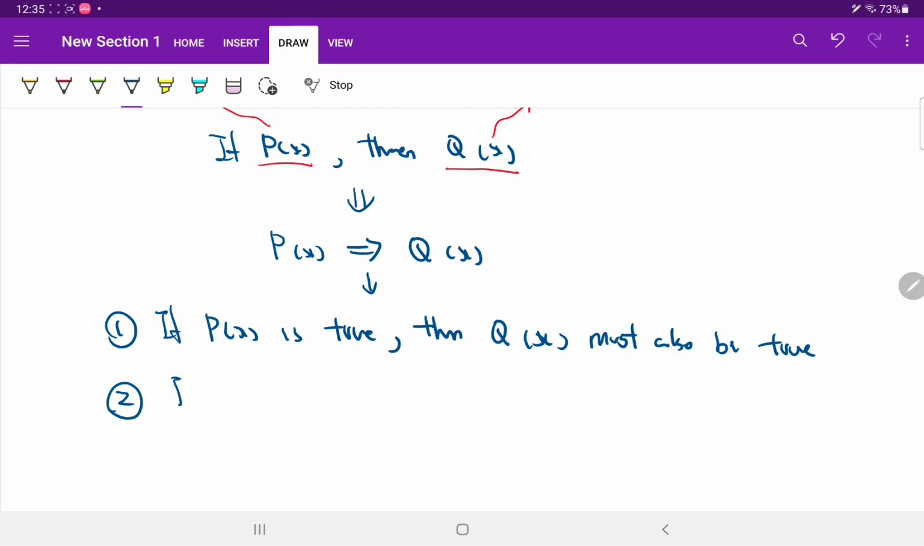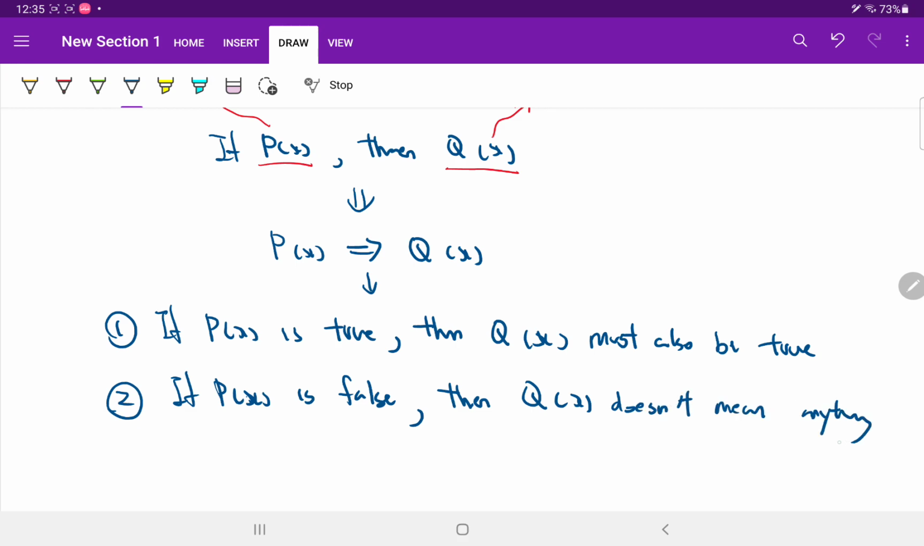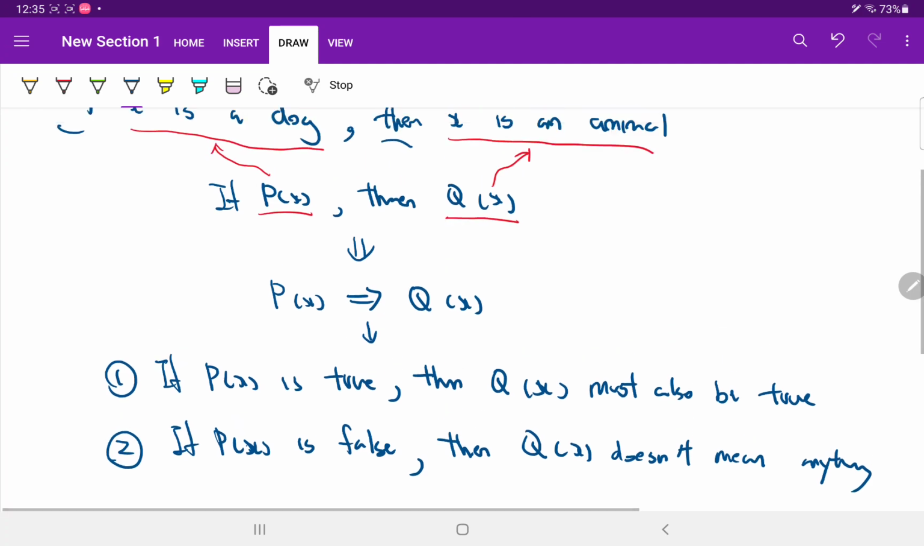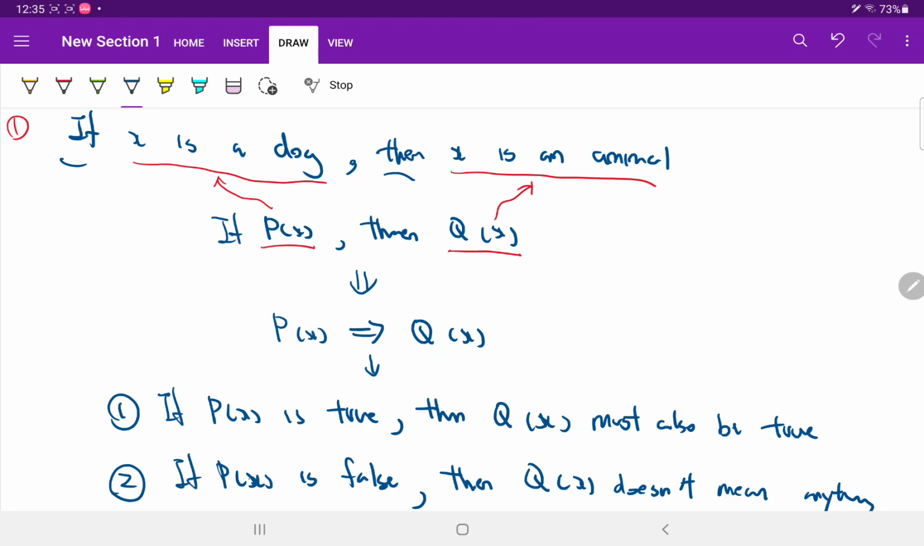The second property is that if px is false, which is if x is not a dog, then qx doesn't mean anything. This is actually pretty obvious as well, because the whole point of the second statement, x is an animal, is all established on the fact that x is a dog. So if x is not a dog, then the second statement doesn't mean anything, because qx is basically based on px. So if px is not true in the first place, then qx should not serve any purpose.